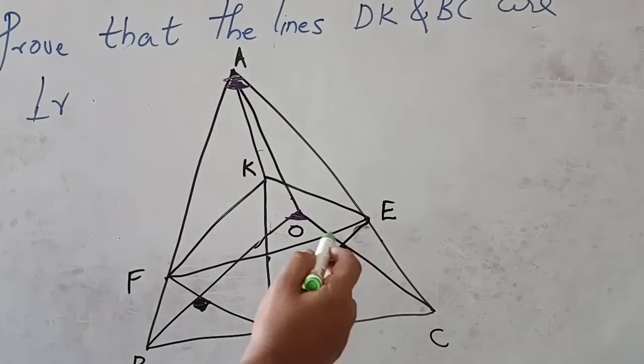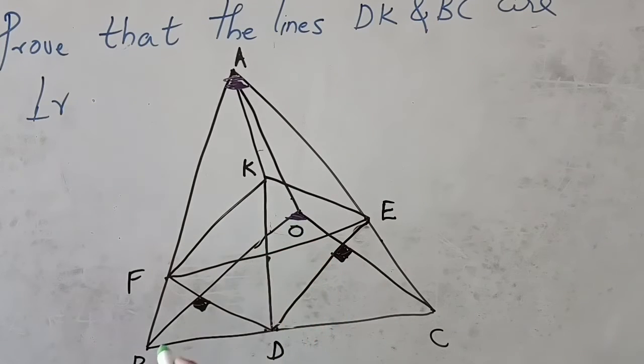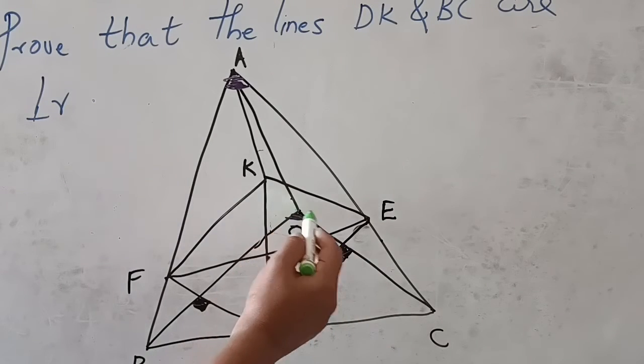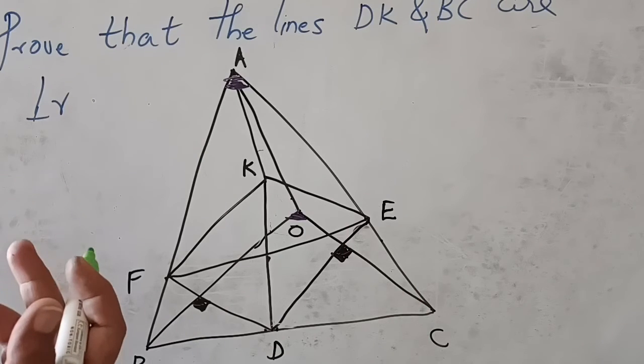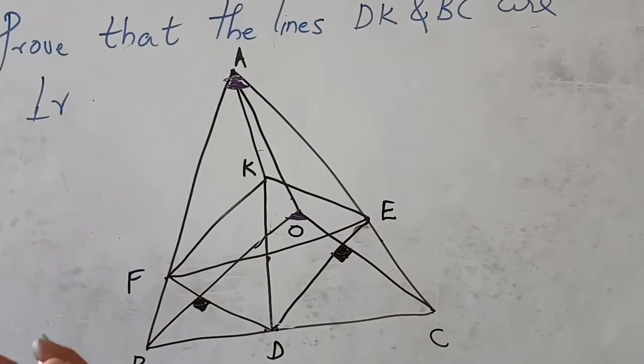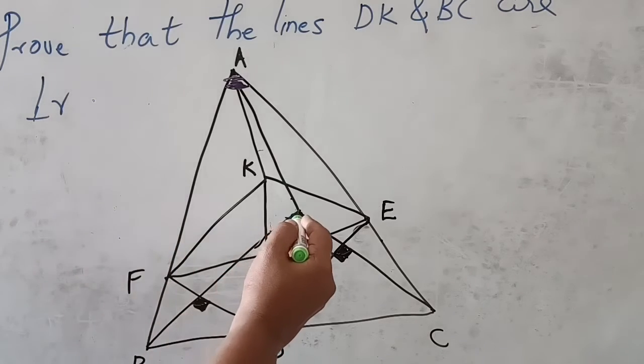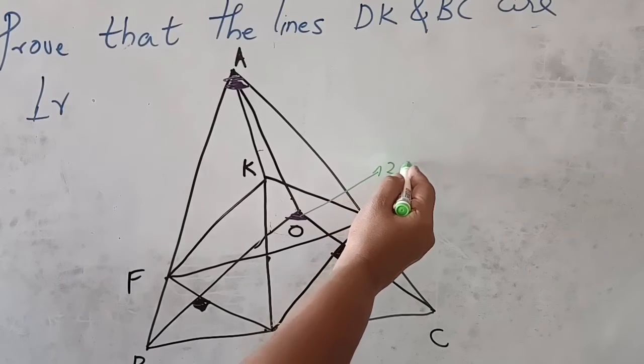Now ABC is a triangle, O is a circumcenter. So what can you say about the measure of angle BOC? It's a scalene triangle. It's an acute angle triangle. So the measure of angle BOC will be 2 angle A because of the property of the circumcenter which we have already discussed.